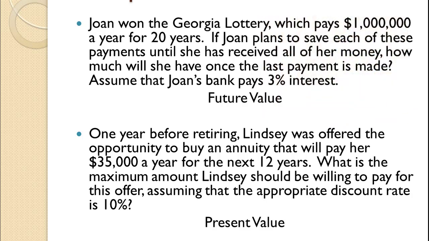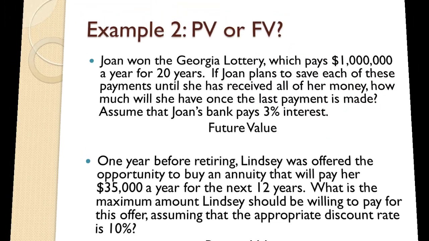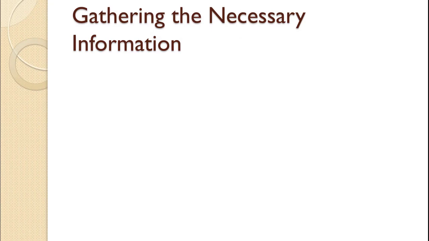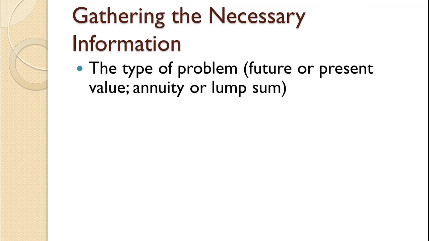Once we know whether it's a future value or present value problem, the next thing we need to do is gather all of the necessary information to calculate the value. So here's a list of the information that we need to gather. Number one, we have to decide what type of problem it is. Is it present value or future value? Is it a lump sum or an annuity? We'll talk about those terms, lump sum versus annuity, in just a second, but we need to know that too.